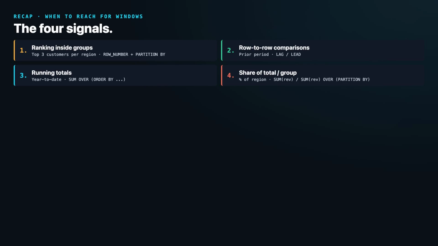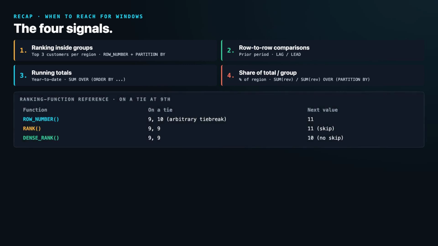Second, row to row comparisons. Prior period or next period. LAG and LEAD. Third, running totals. Year-to-date revenue, AR aging buckets, depreciation schedules. Fourth, share of total. Percent of region, percent of year, percent of category. Just SUM divided by SUM OVER.